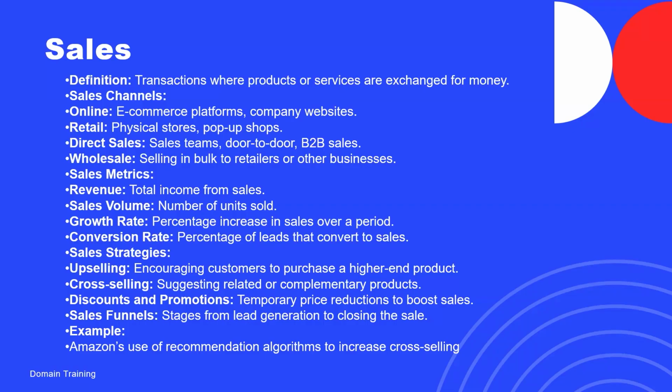Discounts and promotion: a temporary price reduction to boost sales. That is straightforward. Sales funnel: the stages from lead generation to closing the sale. That is known as a sales funnel. Lead generation, as I told, is ads. How many ads do you show to the customer? Out of that, how many customers will buy the product to close the sale? Those are tracked using the sales funnel. Example, Amazon's use of recommendation algorithms to increase cross-selling. This is pretty straightforward.